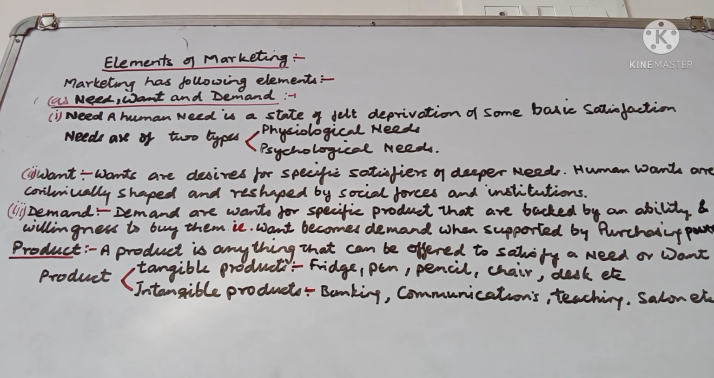Product means there are solutions in the product which solve the problem of the customers. So this indicates that a product is anything that can be offered to satisfy either a need or a want. These products can again be broadly classified into two types, that is the tangible products and the intangible products. Intangible products are very commonly used as services.